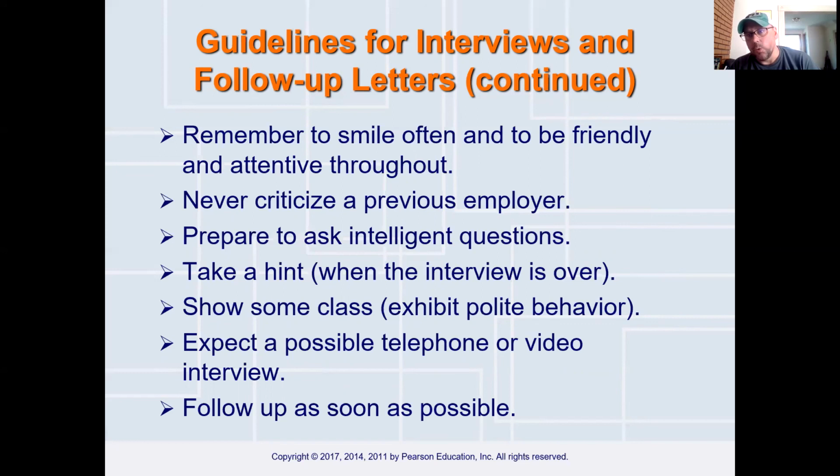Prepare to ask intelligent questions, not like, how much am I getting paid? This might not be the time for it yet. They may ask you what kind of wage you're looking for, and that's fine. That's one thing to say, but don't just start throwing that stuff out there.